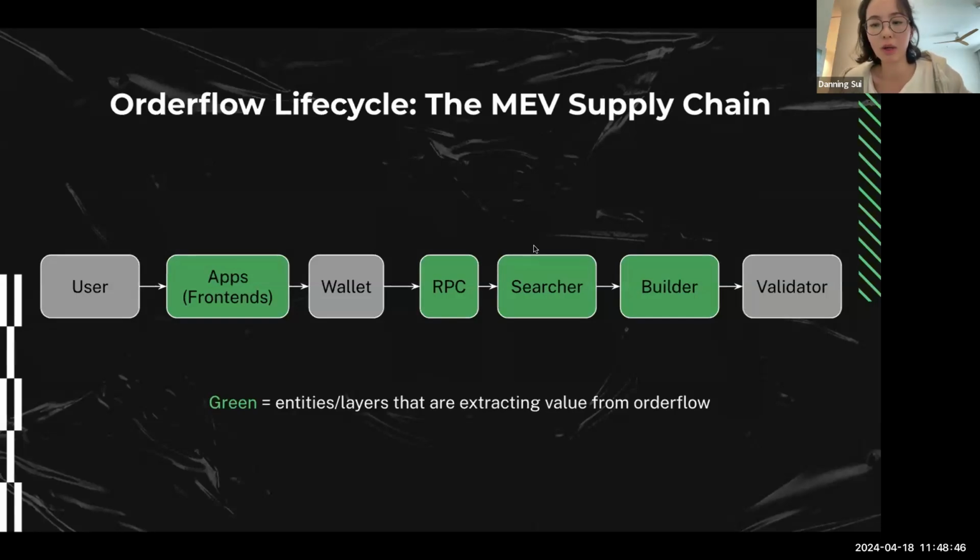And so then the searcher is going to send a bundle to a builder, whose job is to pack different transactions or bundles into a block. So in the proof of stake stage, they are the ones deciding, or having the finality of, how the transactions are going to be ordered.